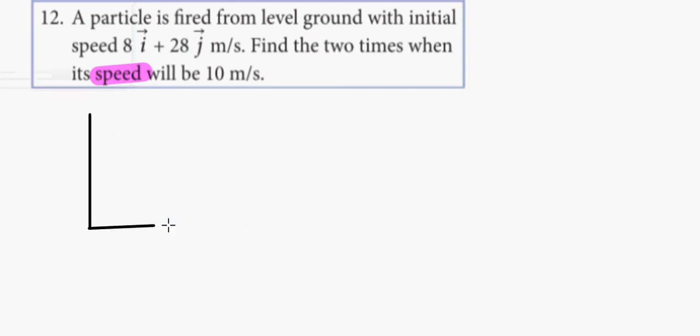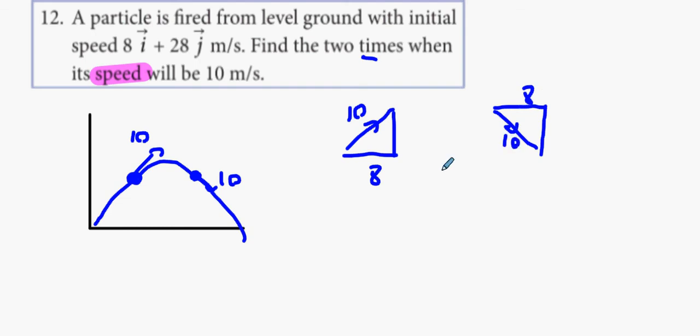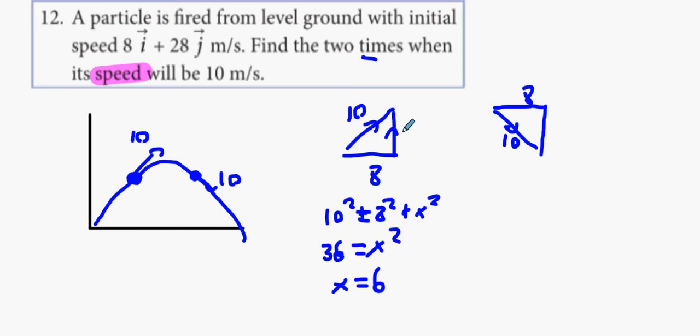So, a projectile. Some point on its journey, its speed will be 10 on the way up and 10 on the way down. These will occur at the same height above ground. Okay, that doesn't matter. Now, let's do Pythagoras' theorem. You know that the x value never changes. So when you do Pythagoras' theorem, what do you get for the other sides? 10 squared equals a squared plus x squared. 36 equals x squared. X will equal 6. So there'll be 6 on the way up and 6 on the way down.